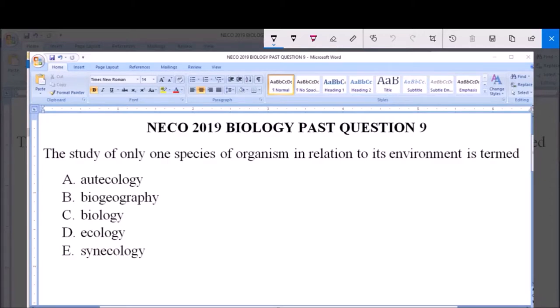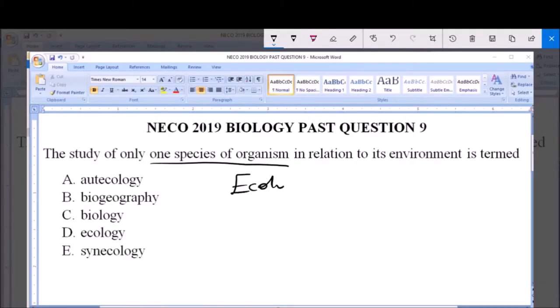The study of only one species of organism in relation to its environment is termed A. Horticulture, B. Biogeography, C. Biology, D. Ecology, and E. Synecology. Now, the study of one species of organism in relation to its environment is what is asked here.